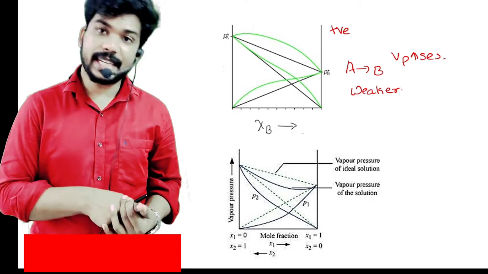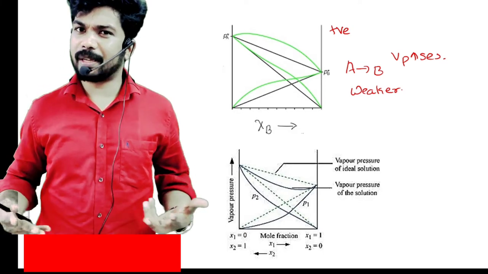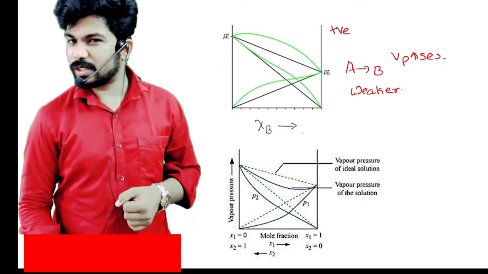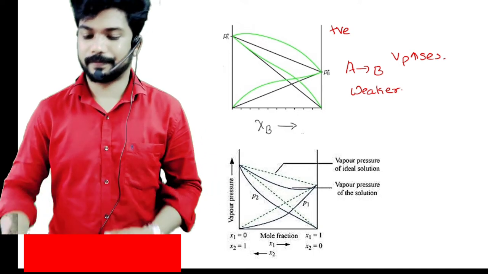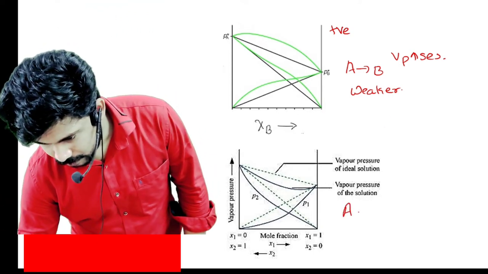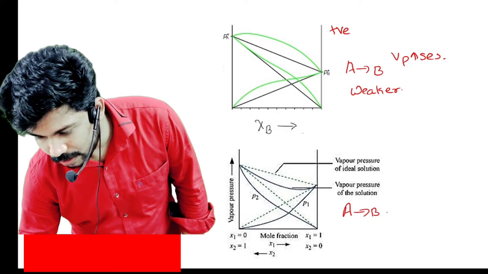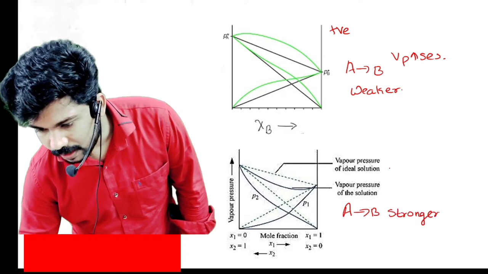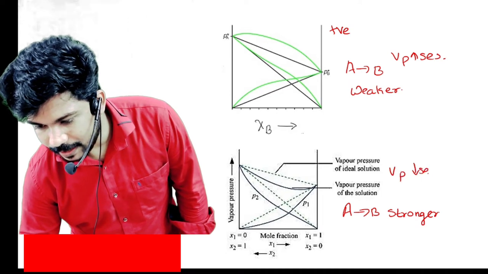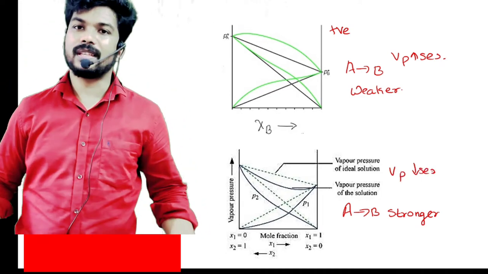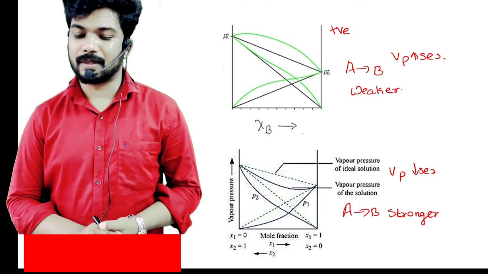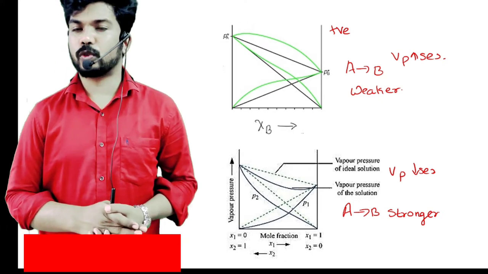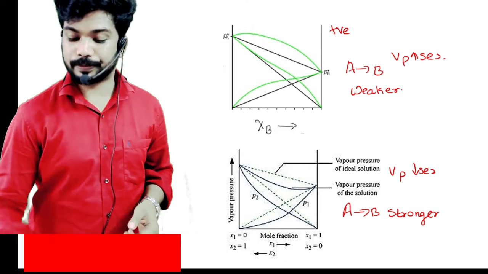And in the case of negative deviation, what will happen? The A to B interaction becomes stronger. And what will happen? The vapor pressure will decrease. You can see the vapor pressure decreases. And those are the two graphs illustrated here. It is very important.